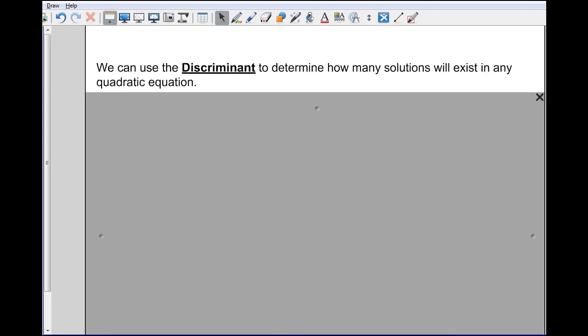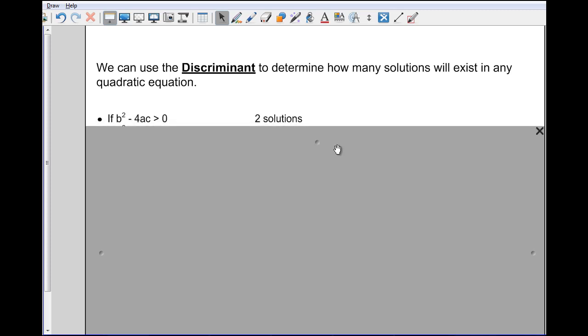Okay, we talked about this thing called the discriminant, and this discriminant is part of your quadratic formula. This discriminant tells us how many solutions will exist in a quadratic equation. The discriminant itself is b squared minus 4ac. Now there are different solutions to a quadratic.